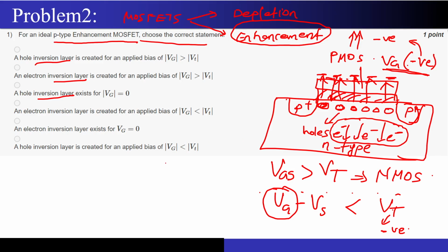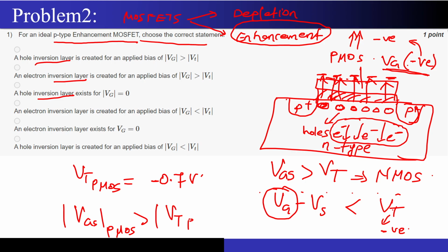Just to explain in a simple manner, let's say my Vt for PMOS is minus 0.7 volts. Unless the magnitude of VGS for PMOS becomes greater than the magnitude of Vt of PMOS, I won't be able to create the inversion layer of holes over here. This is the condition they were asking about. Just as a quick hint, if I apply a Vg of minus 0.1 volt, I am just in the depletion region case. I have not created the inversion layer.